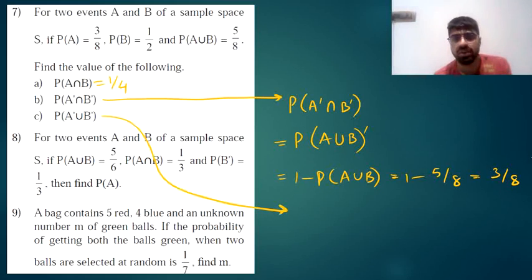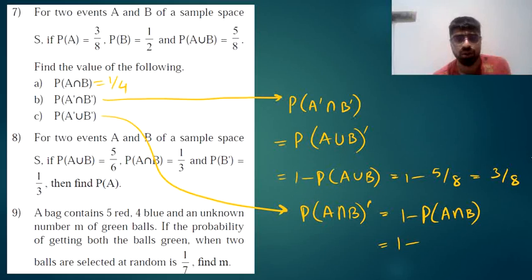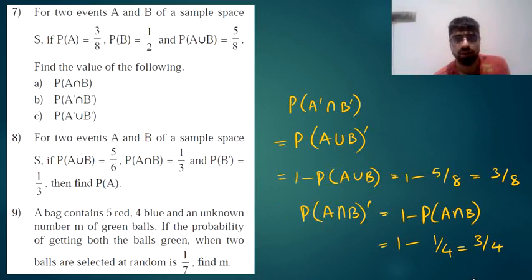And then we go ahead with the C part. P of A complement union B complement, pull out that complement common, and this becomes P of A intersection B, the whole complement. This is 1 minus P of A intersection B. This will be 1 minus, we just got A intersection B as 1 by 4. So this will be 1 minus 1 by 4, which is equal to 3 by 4. And yeah, that's how we are answering the C part of our 7th question. With that, let's go ahead with the 8th question, which is a similar one.